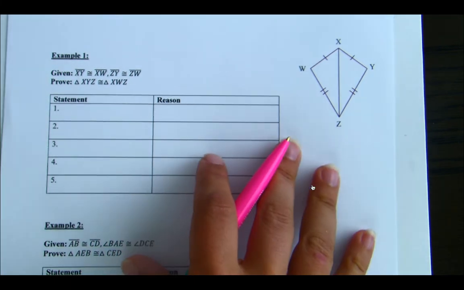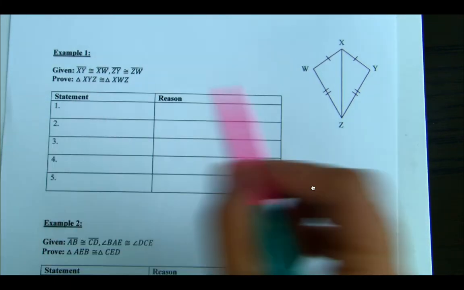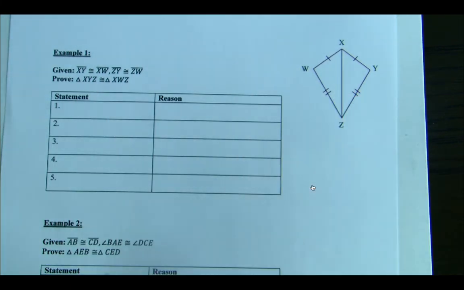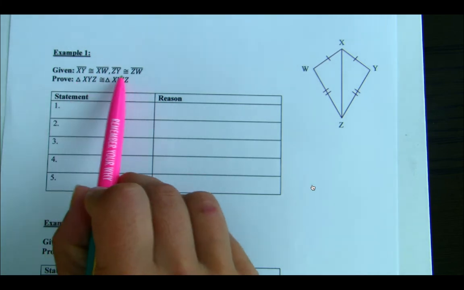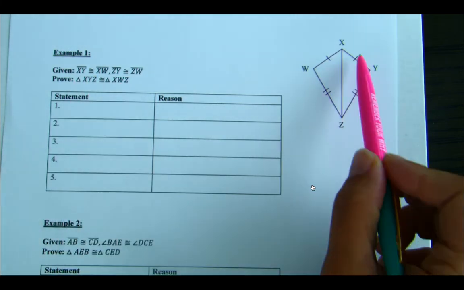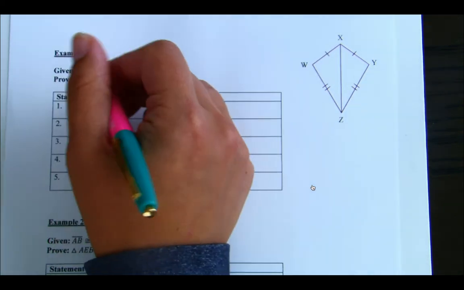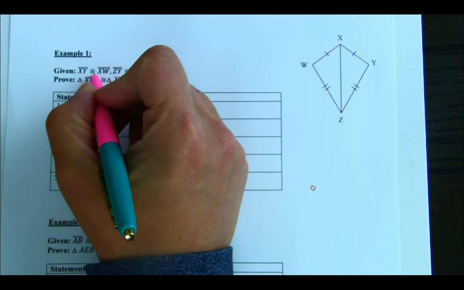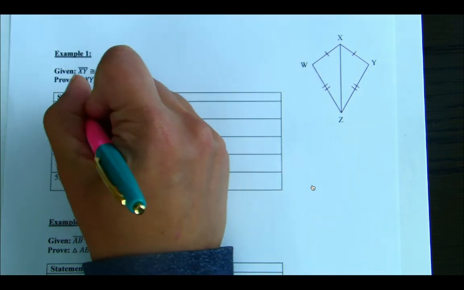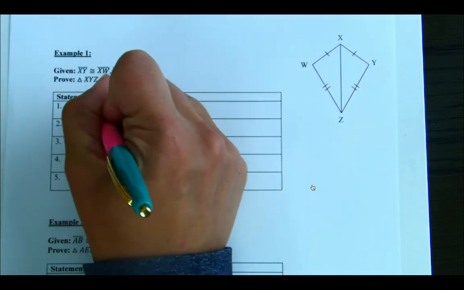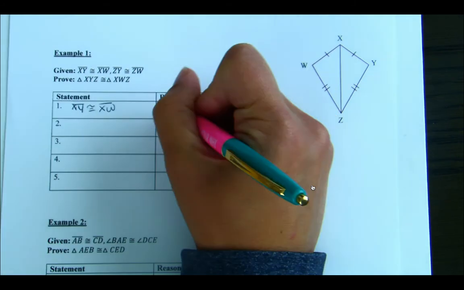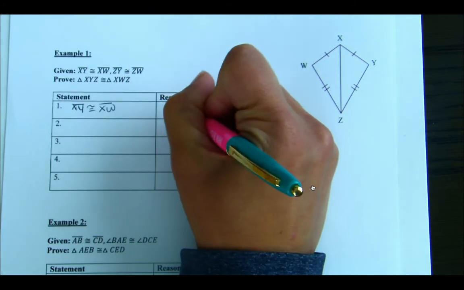In this, we are going to prove that these two triangles right here are congruent. And we are given certain pieces of information, as we can see, that are marked right here. So similar to a flow chart, we're going to start with our given. So my first statement, I can say XY is congruent to XW. And the reason is because it's given.